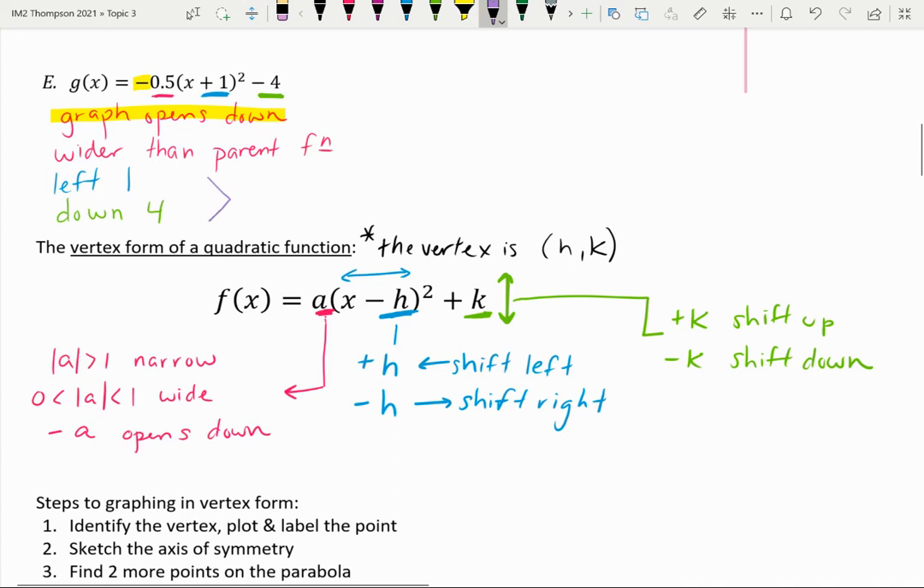So from this translation, I could come up with the new vertex. Just putting together a bunch of pieces that you'll see different problems ask in your homework, right? So from the origin, if I go left 1, that's negative 1, and then down 4, that would give me a vertex of negative 1, negative 4.